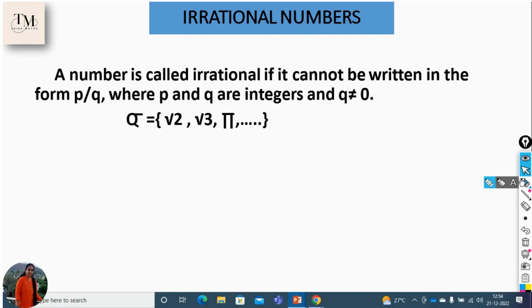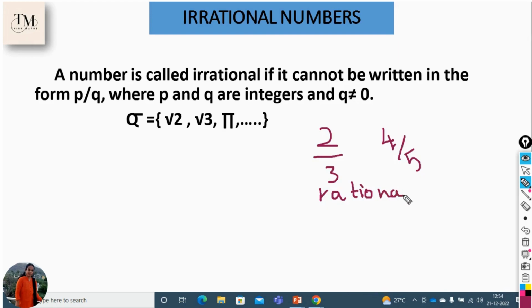Irrational numbers are numbers which cannot be written in the form p by q. If we can write a number in the form 2 by 3, 4 by 5, those numbers are called rational numbers. The fractions are called rational numbers. Irrational numbers are denoted by the symbol Q bar. Examples are root 2, root 3, pi, etc.